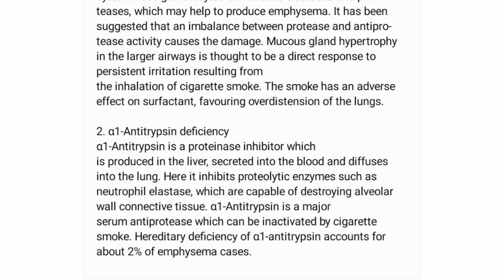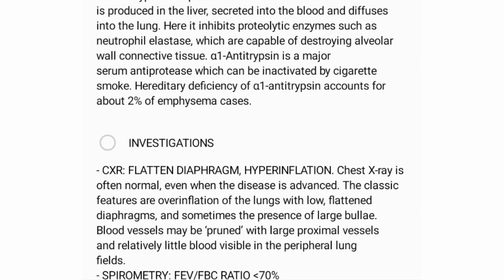So hence, if someone has alpha-1 antitrypsin deficiency, they may develop COPD. Then you have to know that hereditary deficiency of alpha-1 antitrypsin accounts for about 2% of emphysema cases.